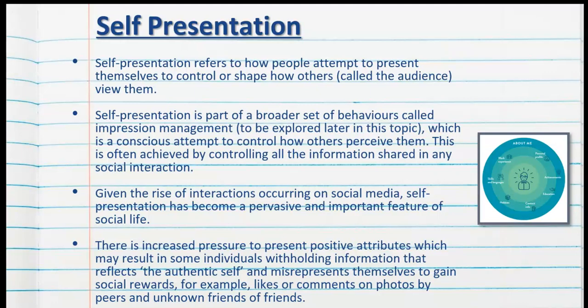This is often achieved by controlling all of the information shared in any social interaction, whether it be face-to-face or through social media. Given the rise of interactions occurring on social media, self-presentation has become a pervasive and important feature of social life. There is an increased pressure to present ourselves in terms of a positive viewpoint or present positive attributes, which may result in some individuals withholding information that reflects the authentic self and misrepresents themselves to gain social rewards. For example, likes or comments on photos by peers and unknown friends of friends.